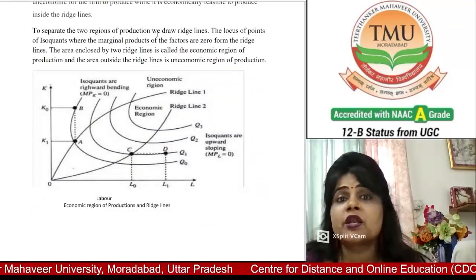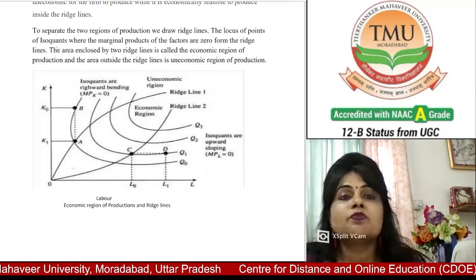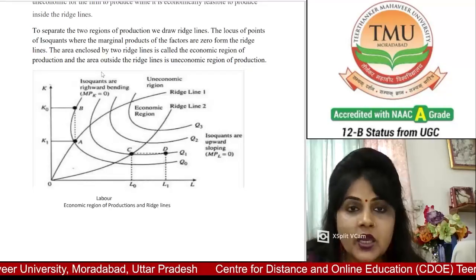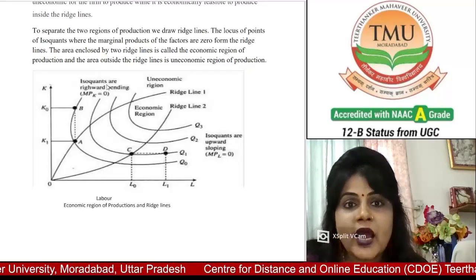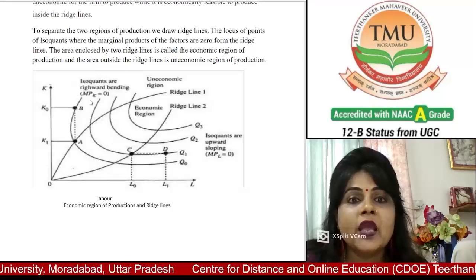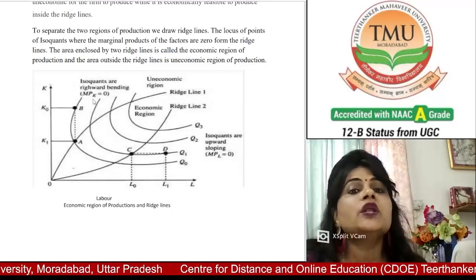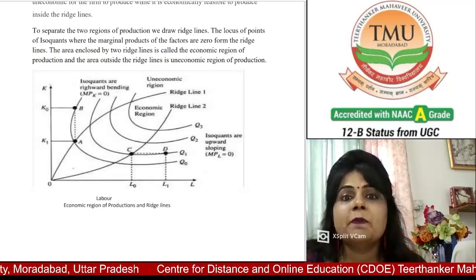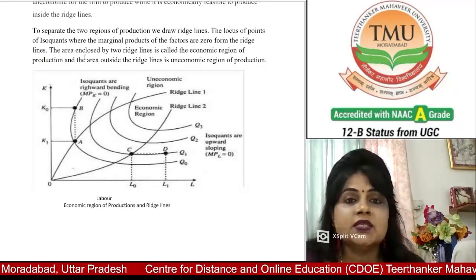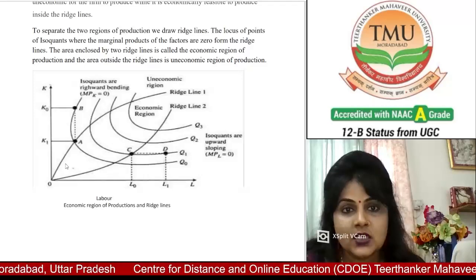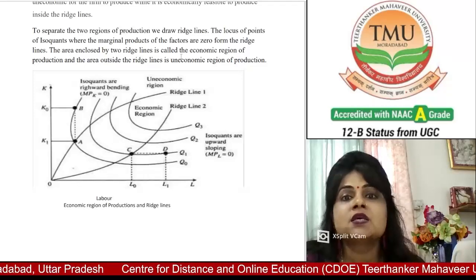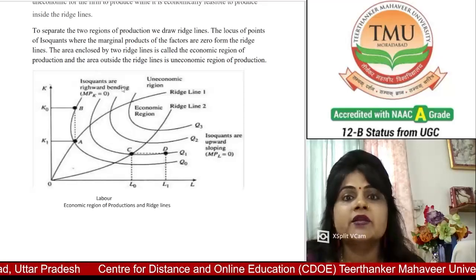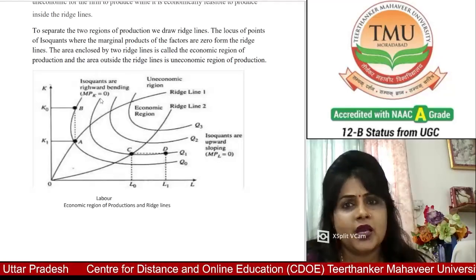We draw ridge lines as the locus of the points of the isoquant where the marginal product of the factors is zero. I have also shown in this figure that isoquants bend rightward where MPK, K denoting capital, is zero. The area enclosed by the two ridge lines is the economical region, and the area outside is the uneconomical region.